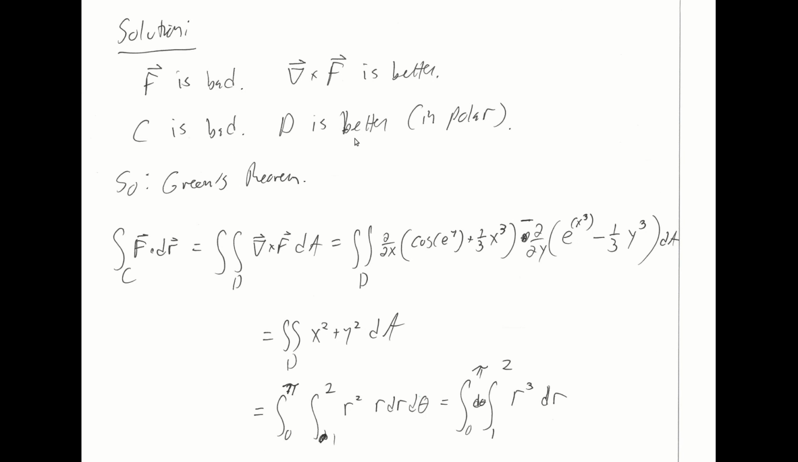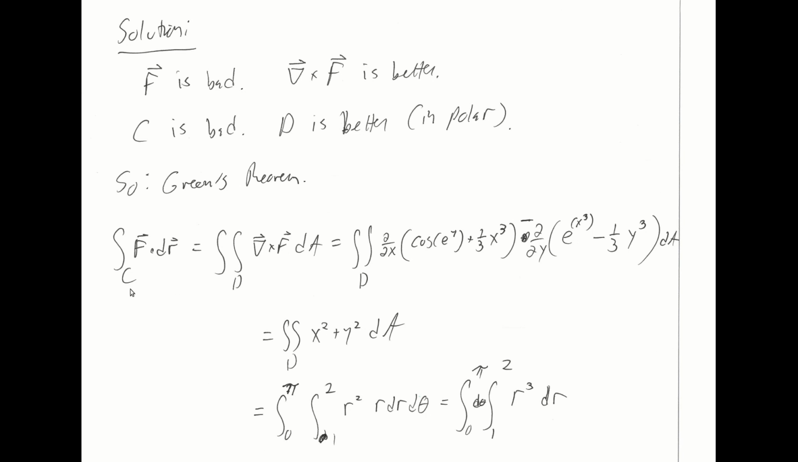And its interior D is going to be better in polar coordinates. It's actually another rectangular triangle in polar. So that's going to be relatively simple. So we would rather be dealing with the curl of F, and we would rather be dealing with the interior of C than C itself. And these are the 2 criteria that have to be satisfied for Green's theorem to be reasonable.